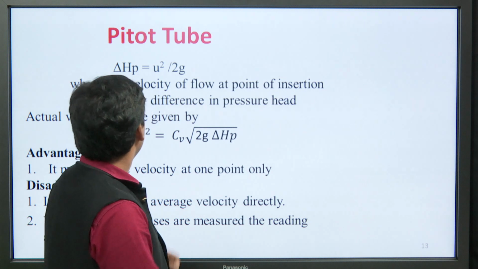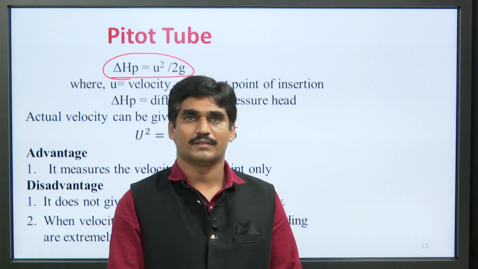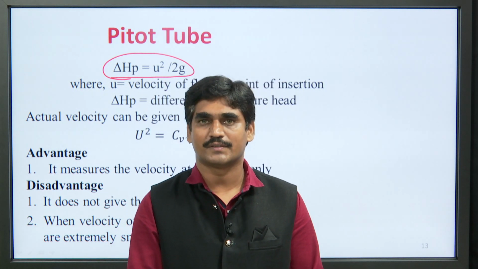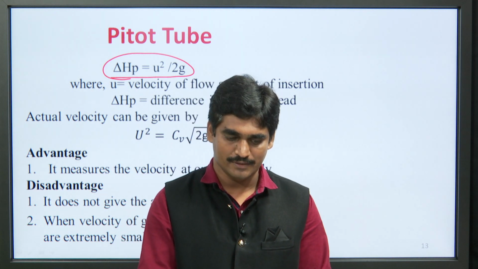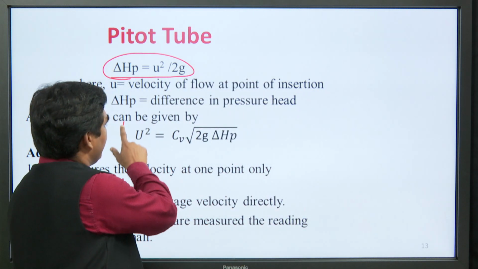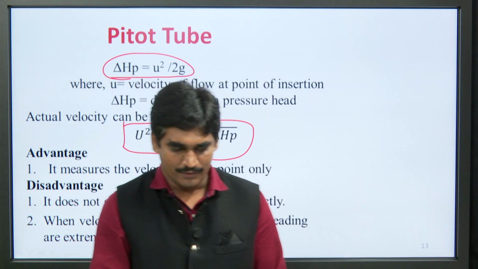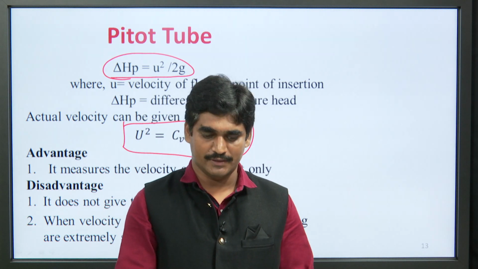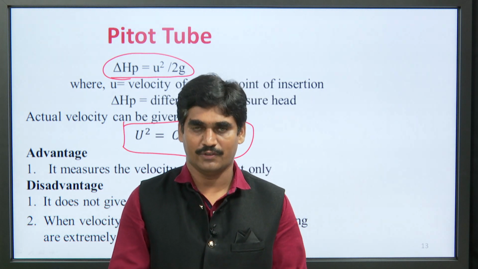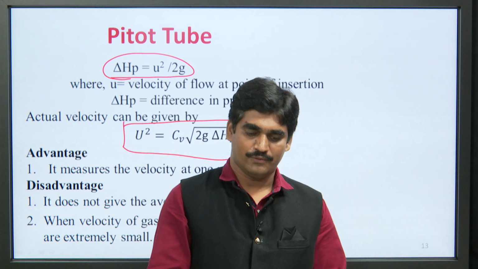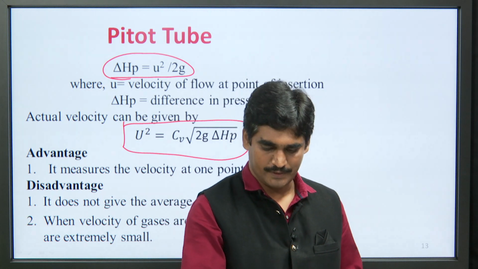So, following this is the equation through which the pressure drop is calculated. In this equation, delta H p is the difference in pressure head, u is the velocity of flow at the point of insertion. So, actual velocity can be calculated by using this equation, u squared is equal to C b root over 2 g delta H p. The advantage of this pitot tube is it measures the velocity at one point only. The disadvantage is it does not give the average velocity directly. When the velocity of gases is measured, the readings are extremely small with the help of a pitot tube.